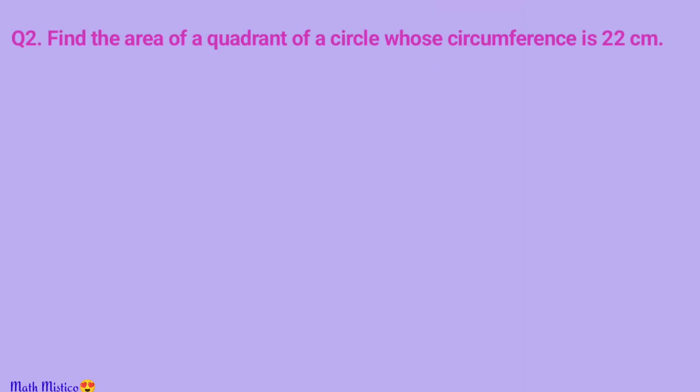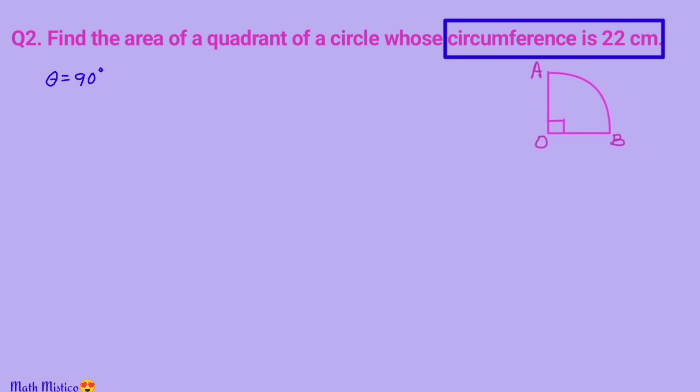In the next problem, we are given a quadrant. Do you know what is the angle of a quadrant? A quadrant is 1/4 of a circle, so its angle is 90 degrees. So theta is equal to 90 degrees. Here r is not given. Instead, we are given the circumference of the circle, which is equal to 2 pi r.